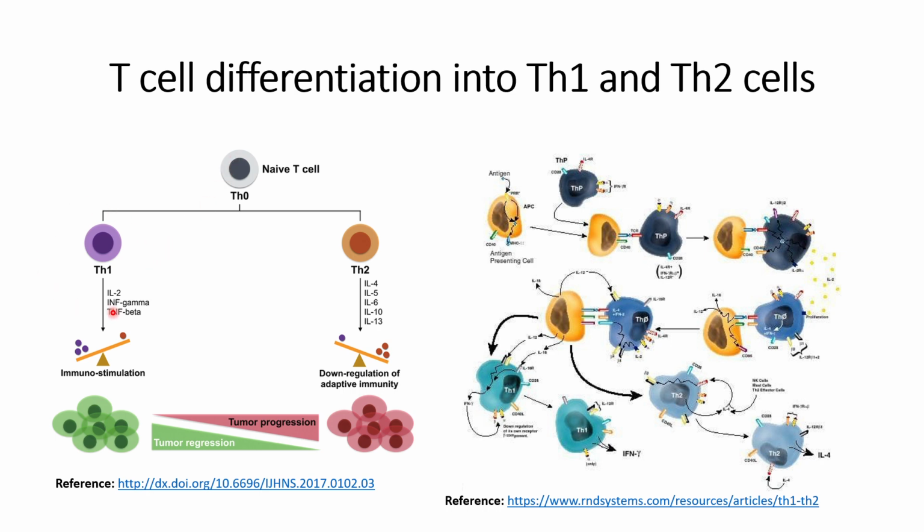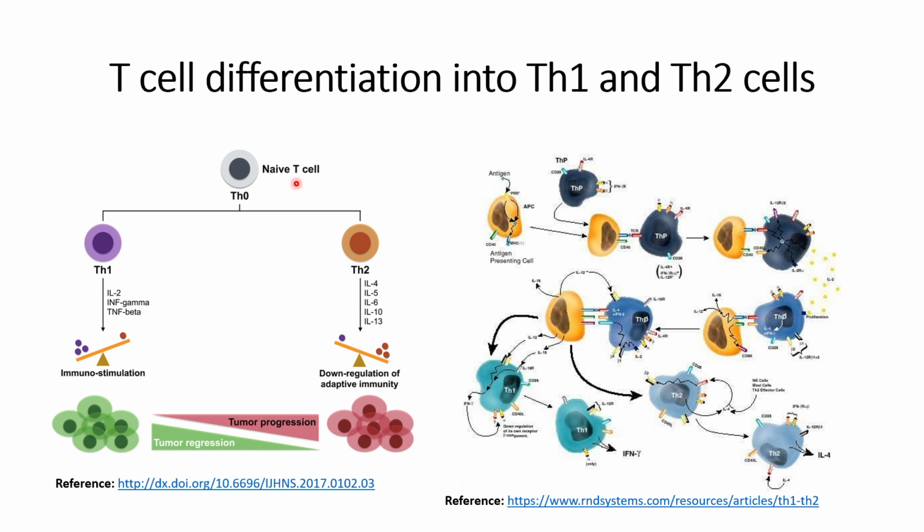When Th1 cells are formed, they have immune or tumor suppression properties, or tumor regression properties, and they usually have these kinds of receptors: interleukin 2, IFN gamma and TNF beta. Whereas when Th2 cells are differentiated from Th0 cells, they have tumor progression properties, and they usually have these kinds of receptors: interleukin 4, interleukin 5, interleukin 6, interleukin 10 and interleukin 13.